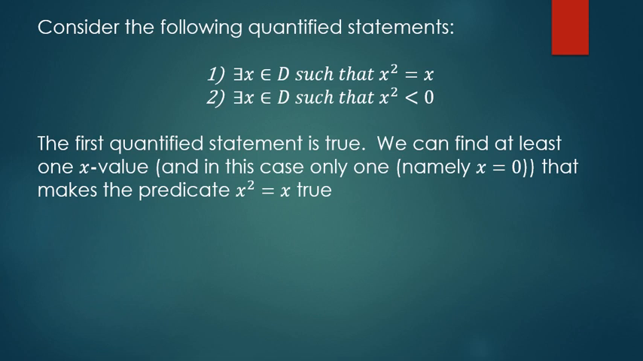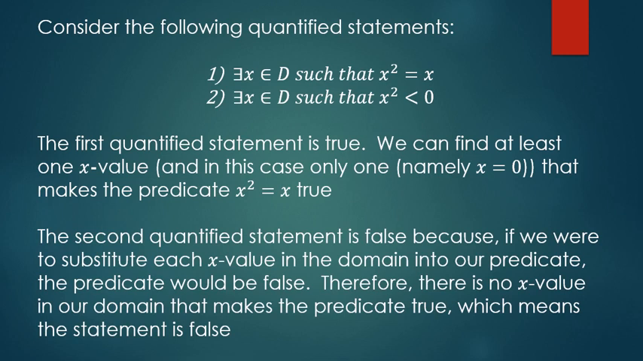The second quantified statement is false. Because if we were to substitute every x value that's in our domain into our predicate, the predicate would be false in every single case. When you square a whole number, you get something that is greater than or equal to 0. You never get something that is strictly less than 0. Therefore, there is no x value in our domain that makes our predicate true, which means that this existential statement is false.